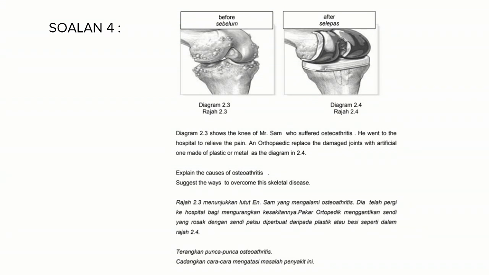Okay, di mana, okay, bakal doktor ini dia menggantikan sendi yang rosak dengan sendi palsu. Diperbuat daripada plastik atau besi. Seperti dalam Raja 2.4. Okey. Like this. Yang untuk 2.3, yang sebelum ada masalah osteoarthritis. Kamu boleh tengok pada diagram, dia punya sendi pun tak cantik. Tulang sana tak cantik ya. Lepas tu, yang 2.4 lepas surgery. Inilah surgery ya. Lepas surgery, jadi dia smooth punya, cantik. Sebab dia guna sendi palsu untuk ganti. Okay ya. So of course after surgery, you can move as normal, then no more joint pain already.